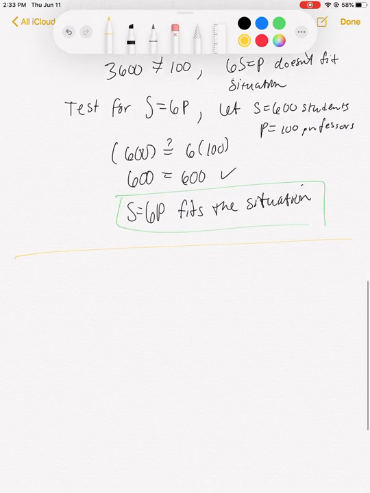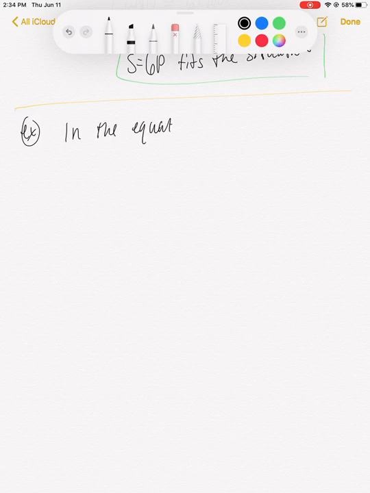So going off of this idea, it's another example of being precise with our variables. In the equation s is equal to 6p, what does the p stand for again?